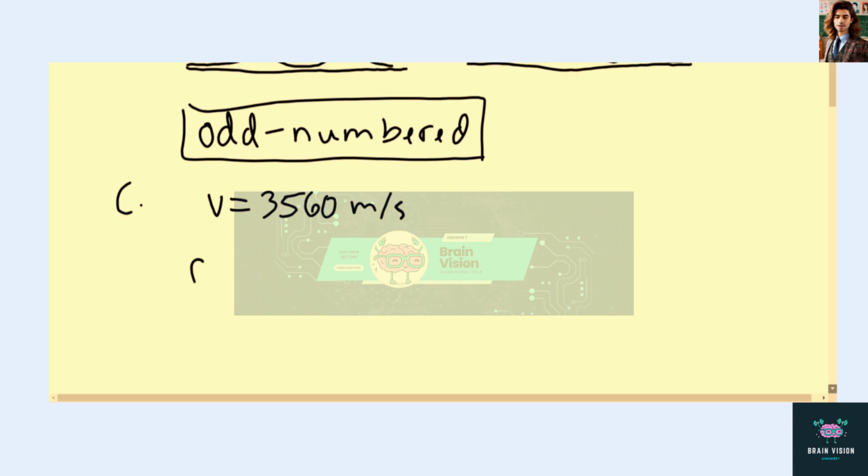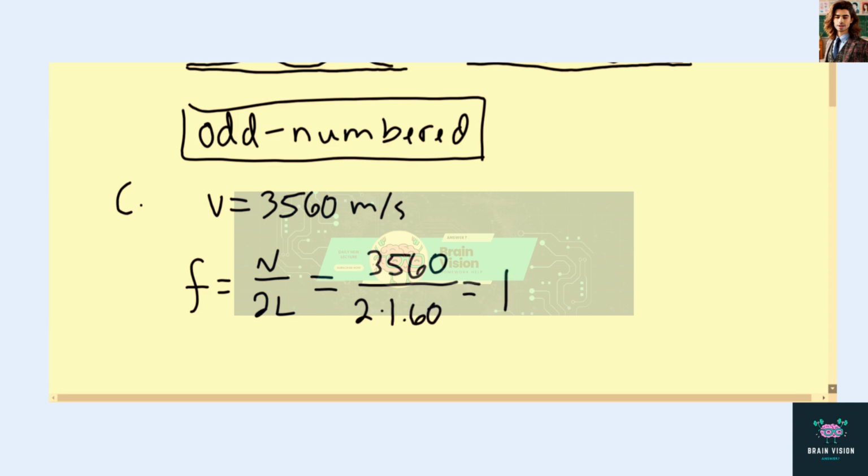So F is still equal to V over 2L, but V equals 3,560 now, so we just plop that into our numerator. And then in the denominator, we still have 2 times 1.60 meters. If you calculate that, you should get a fundamental frequency of 1.11 kilohertz. And that's our answer for part C, and we are all done with this problem.